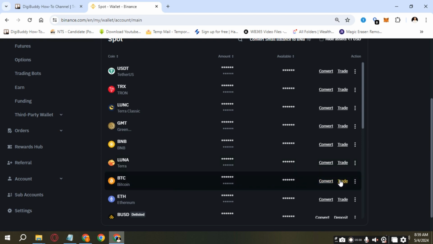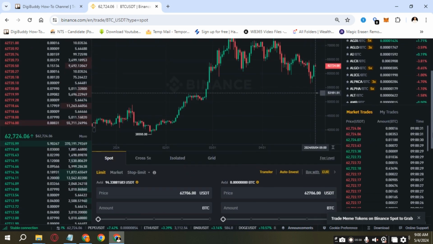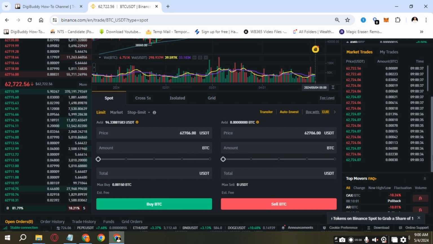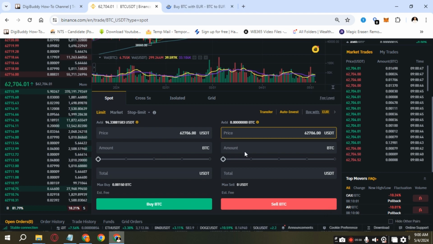Next, head over to the Trade section, as we can't directly withdraw Bitcoin to your bank account. Here, you'll need to trade it for a stablecoin or your desired currency. For example, you can trade Bitcoin for Euros, USD, or any other currency. Select the trading pair you prefer, such as Bitcoin to Euros. This will load a trading window, but don't worry about the details.